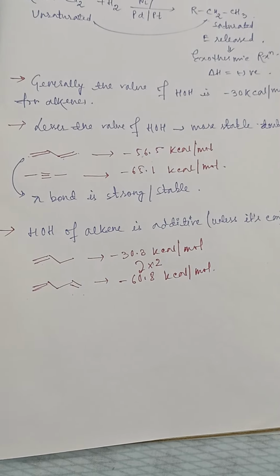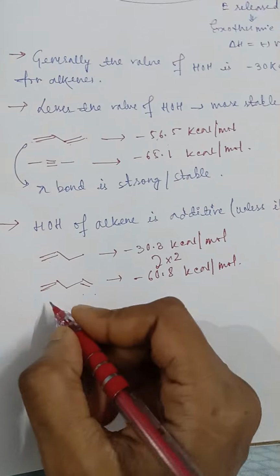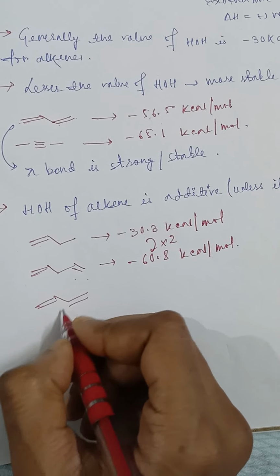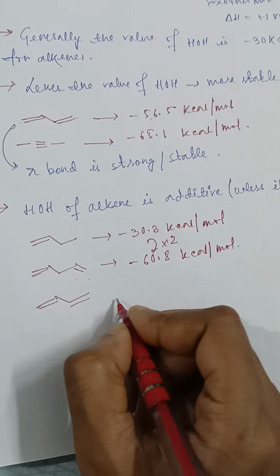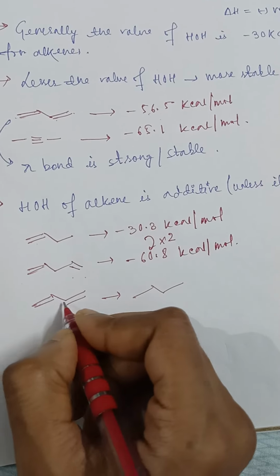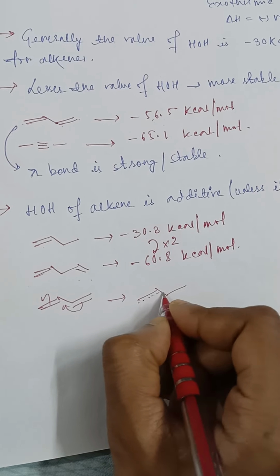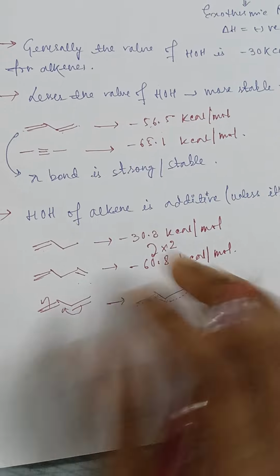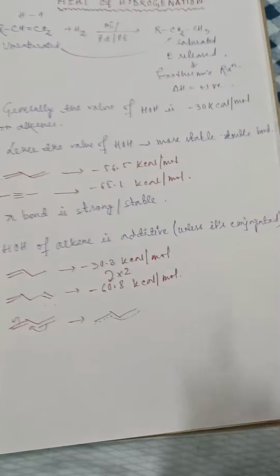Now you can ask, ma'am, what will happen if they are in conjugation? If they are in conjugation, these double bonds are not isolated, resonance happens. So they are actually delocalized, there is delocalization of pi electrons. The double bond is spread over all these 4 atoms, so we can't add the values. Now this is a very important third point.